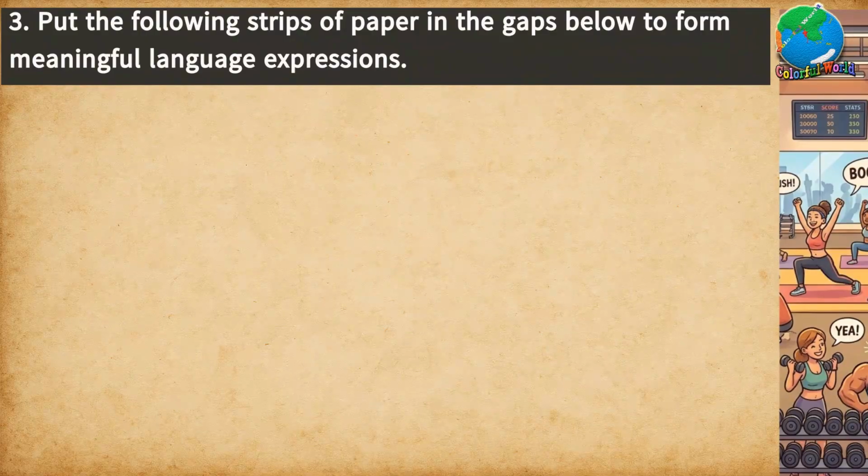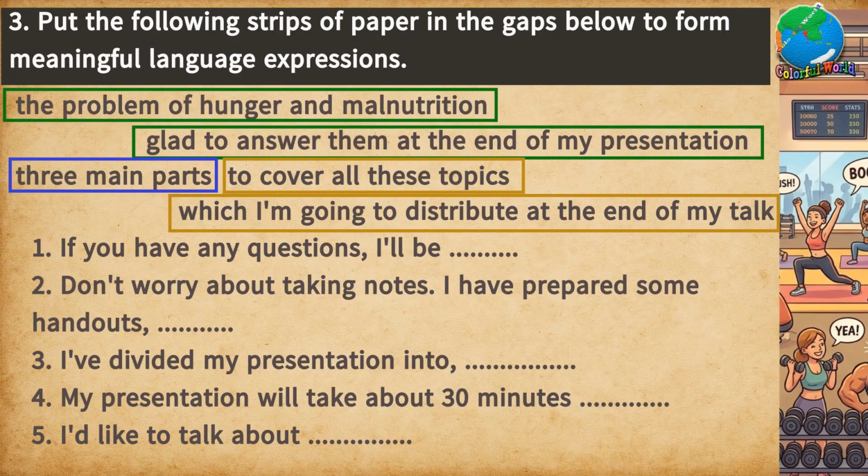3. Put the following strips of paper in the gaps below to form meaningful language expressions. The problem of hunger and malnutrition. Glad to answer them at the end of my presentation. 3 main parts. To cover all these topics, which I'm going to distribute at the end of my talk.